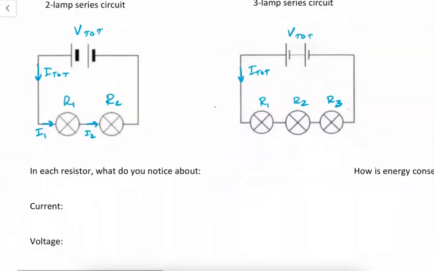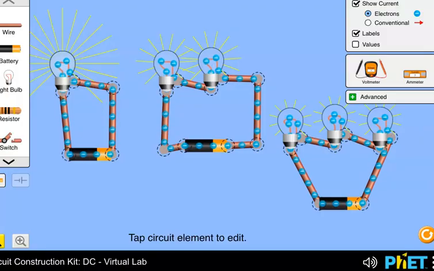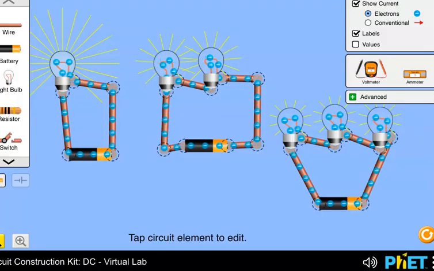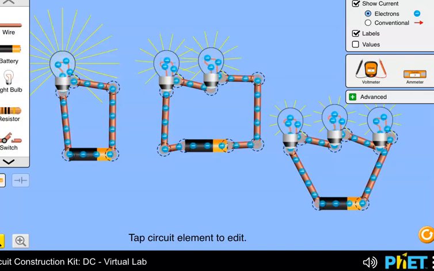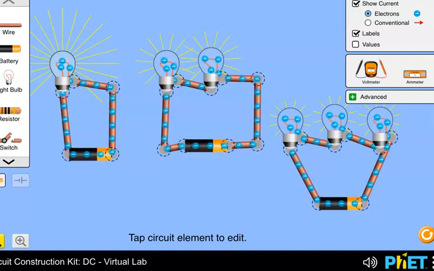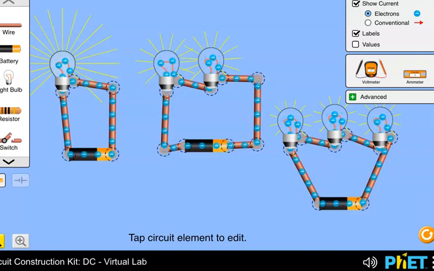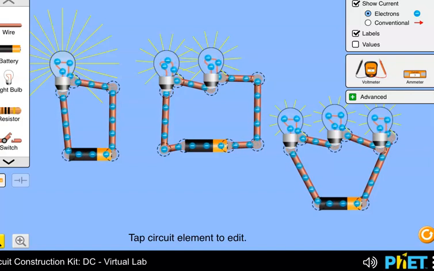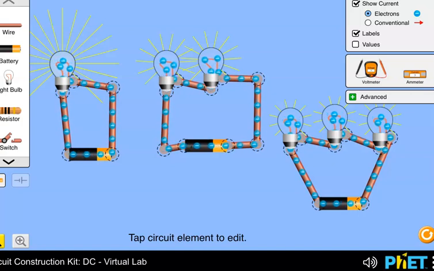Now, we're going to look at the current and the voltage that occurs as we add more resistors in series to the circuit. So I want to go to a FET. And I've already built the circuits for a 1 resistor circuit, a 2 resistor in series, and a 3 resistor in series. I want to look at the brightness, which is going to refer to the power emitted by the lamps. I want to look at the current, and we're going to eventually be able to look at the voltage using our voltmeter.